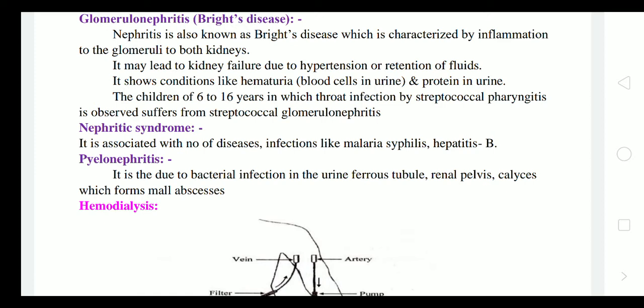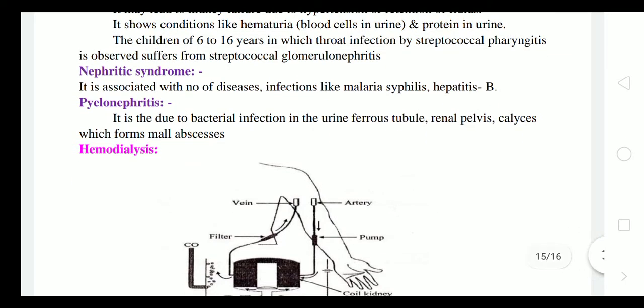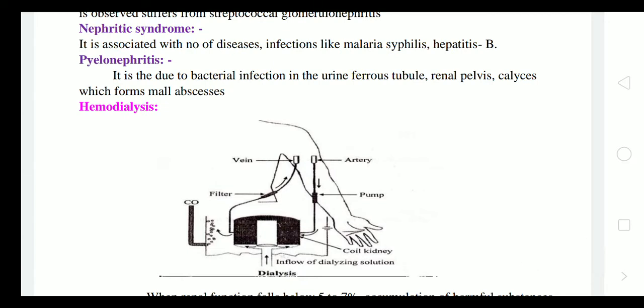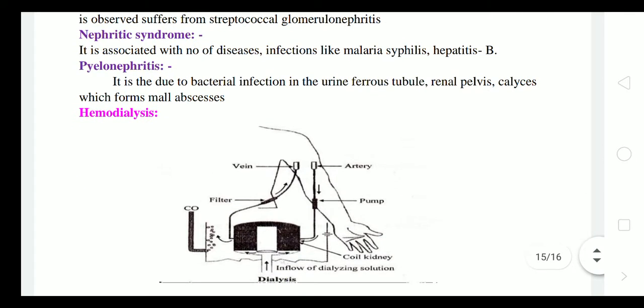Children aged 6 to 16 years who have a throat infection by streptococcal pharyngitis suffer from streptococcal glomerulonephritis. This streptococcal glomerulonephritis means infection of the glomerulus because of the streptococcus bacteria.